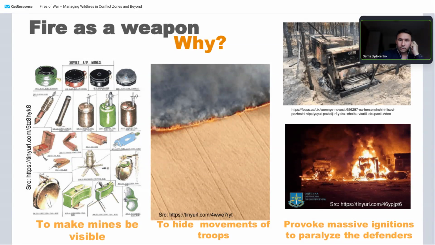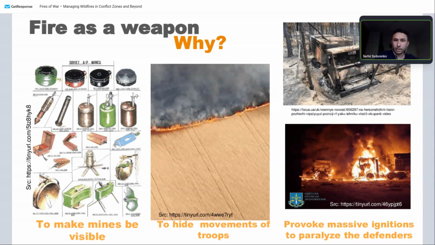Another thing is to use fire to hide the movements of troops with smoke, but it is very rare. It happened only several times, and it was not super effective. On the front line, sometimes the military uses FPV drones with special ammunition that provides smoke, but this is very rare.